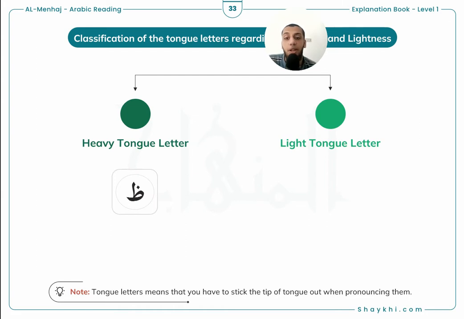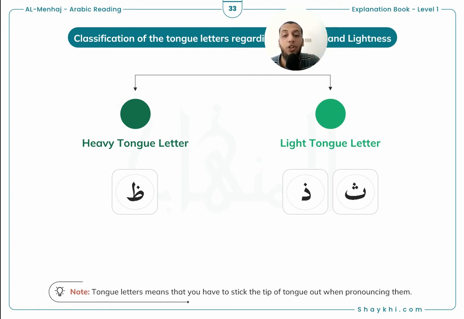The heavy tongue letter is just one letter. So when someone wants to trick you and tell you, please tell me how many heavy tongue letters, say just one tongue letter. There is no other tongue letter, heavy tongue letters, except letter ظ, okay? But light tongue letters we have two, which are الثاء and الذال.